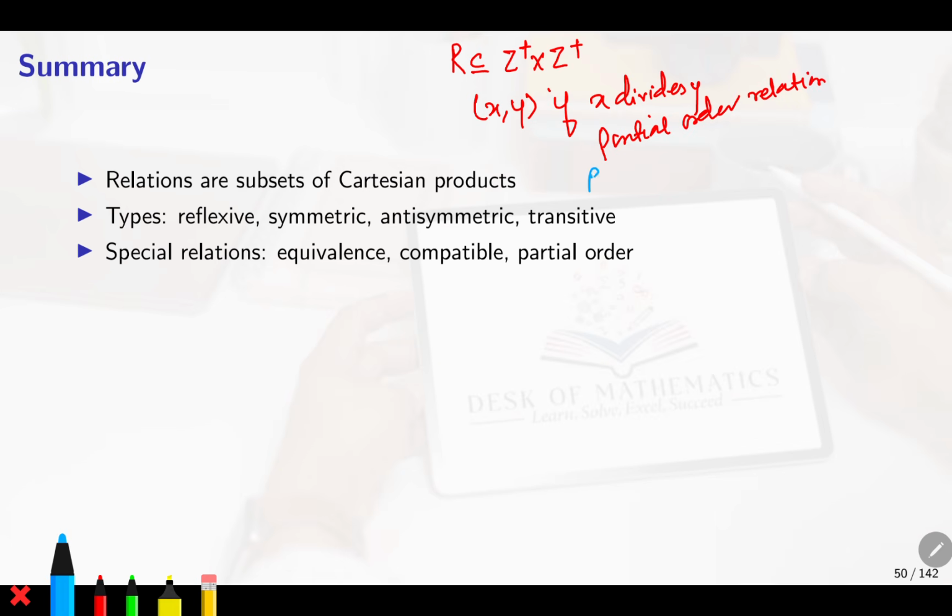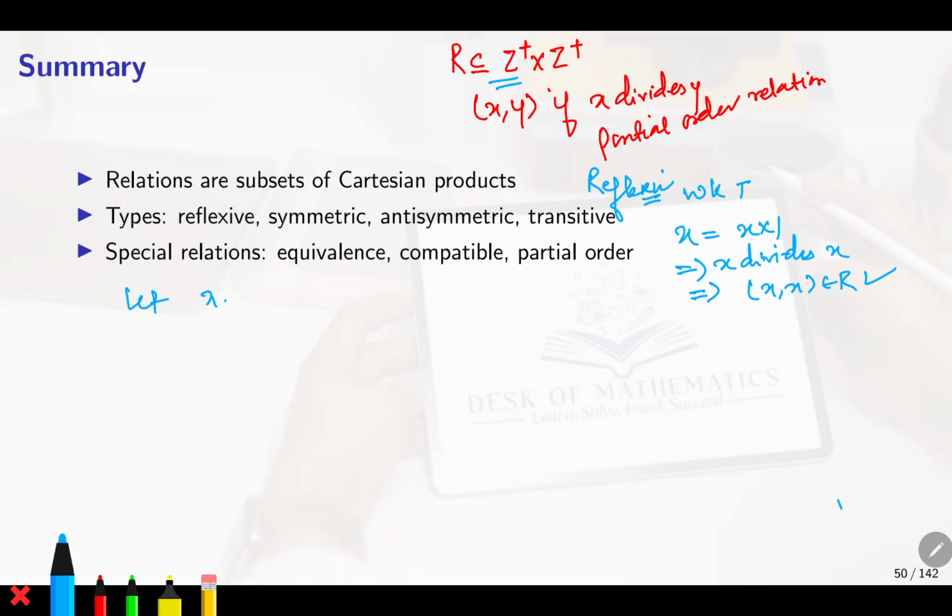Partial order means reflexive. We know that x can be written as x times 1. That means x is a factor of x, so x is divisible by x. Every element divides itself, because we have positive integers, not 0. So x divides x, so x is related to x. Means it is reflexive. Now antisymmetric.